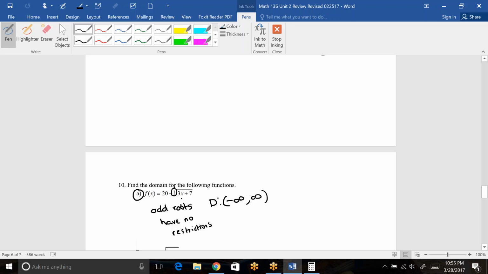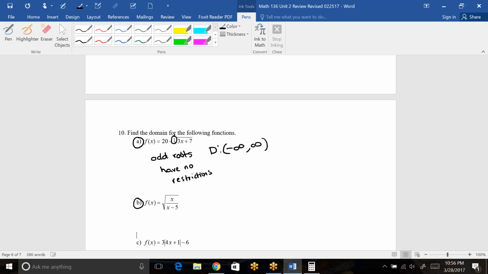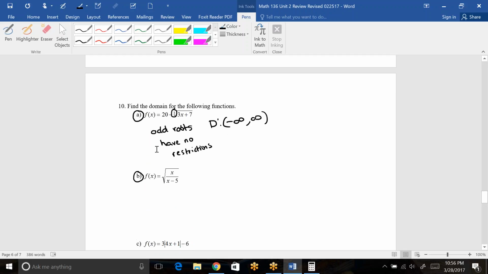If that had been a square root, we would have had to set 3x plus 7 greater than or equal to 0, just because that's what we do when we have even roots. So odd roots have no problems, even roots do. Which is a great follow-up question, because then someone asked for B part. So for this, because it's an even root, the part underneath the even root has to stay greater than or equal to 0. So we set x over x minus 5 greater than or equal to 0, and we have to solve this. Unfortunately, in this specific scenario, this goes back to what we were doing in the very first question. This is a fraction with an inequality.